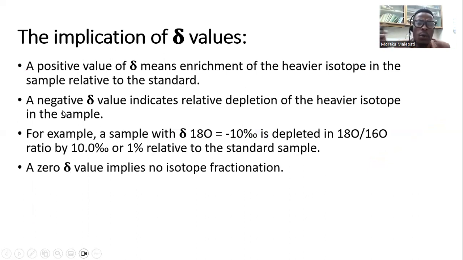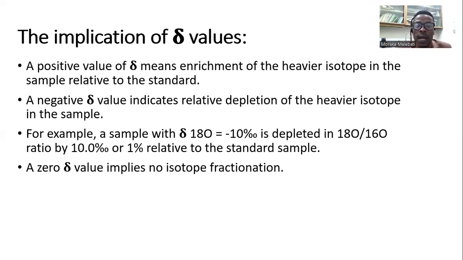So what are the implications of the delta values? Now we have expressed our ratios in terms of the delta values. Now they are readable, they can now significantly be interpreted, to differentiate natural variations. Now we need to understand what those delta values mean.